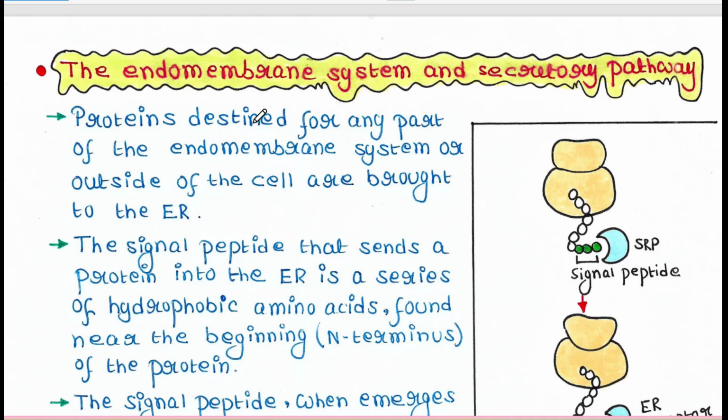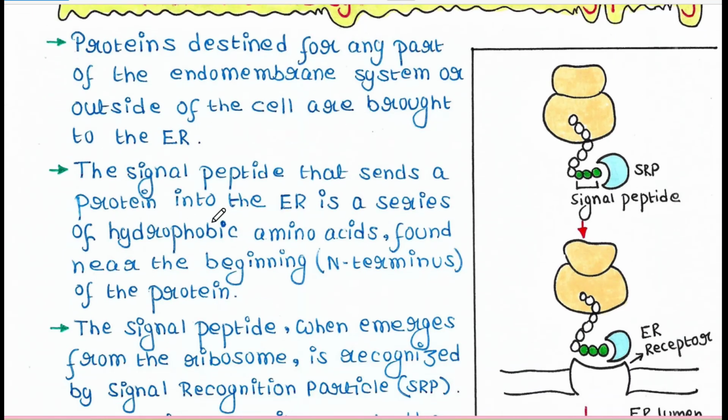So proteins destined for any part of the endomembrane system or outside of the cell are brought to the endoplasmic reticulum. How? The signal peptide that sends a protein into the endoplasmic reticulum is a series of hydrophobic amino acids found near the beginning or end terminus of the protein.